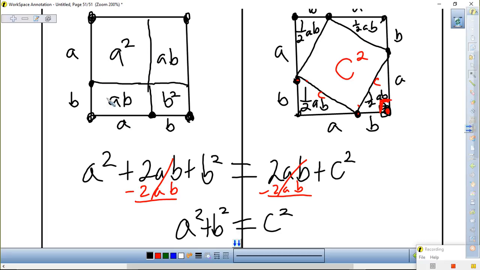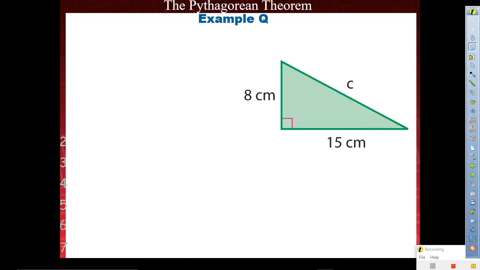So you're going to be doing some more of this next year in geometry. So I'm just giving you like a little taste of it. Turn your paper over, please. Copy this. Example Q. Wait, on this paper? Yeah. Turn your paper over. Copy this. Doesn't matter. Behind one of the papers. Example Q.